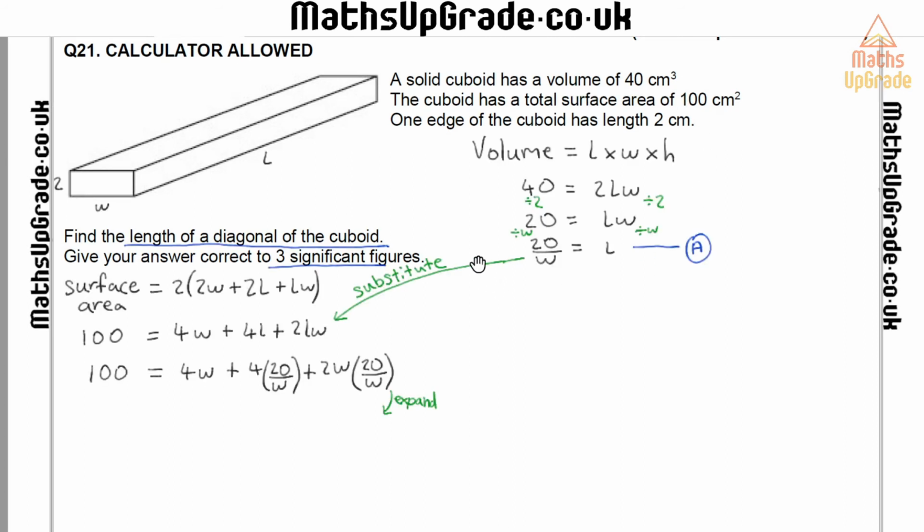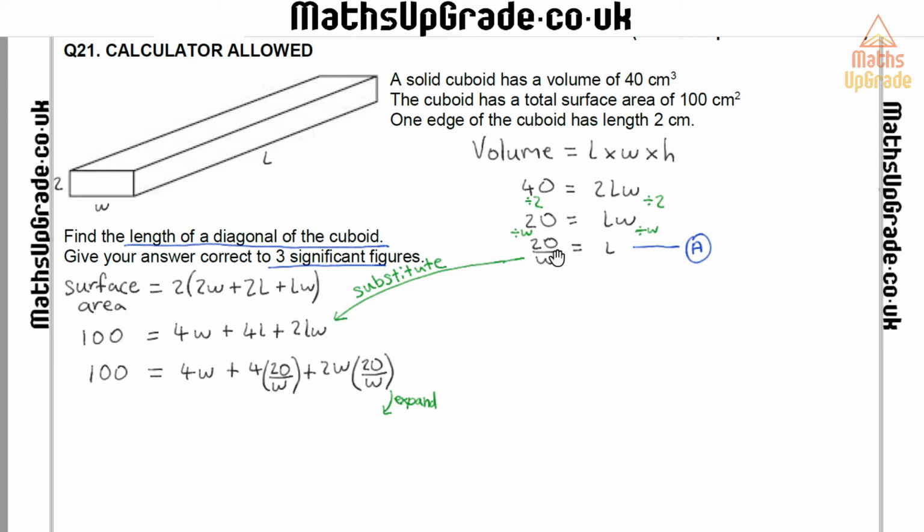So first of all, I'm going to relate the volume with the length, width and height. I'm told the volume is 40, and I know the volume of a cuboid is just the length times the width times the height. So that's going to be 2 times the width, which I'm giving a letter of W, and a length, which I'm giving a letter of L. If I make L the subject of this equation, I'll get L equals 20 over W.